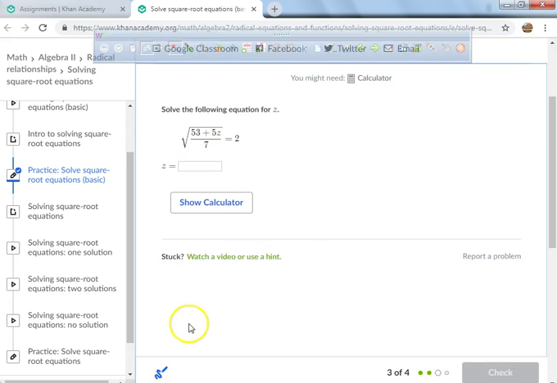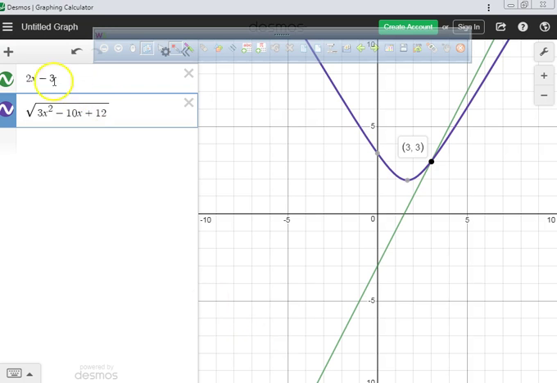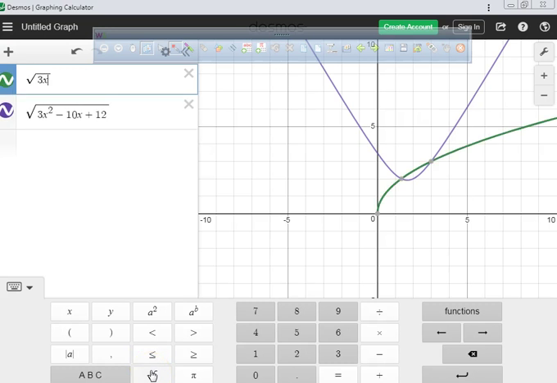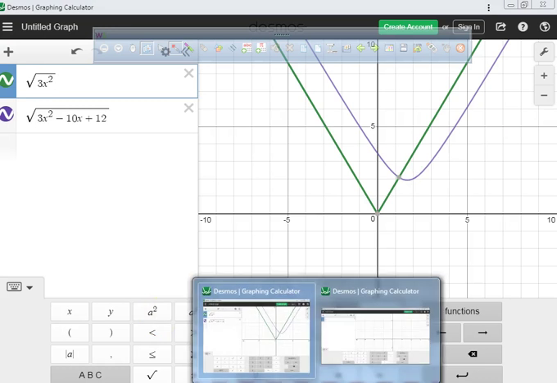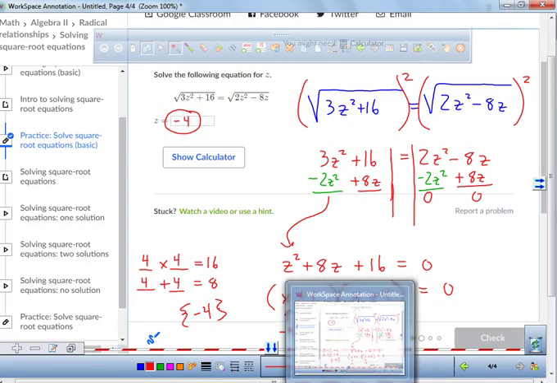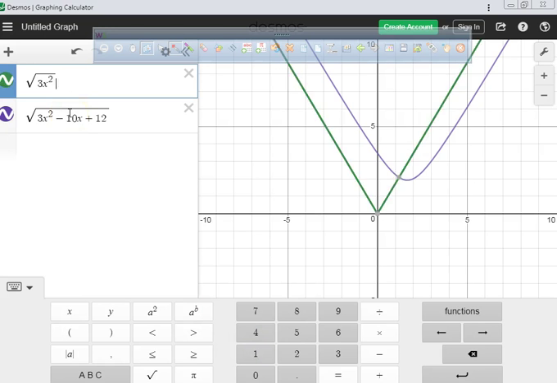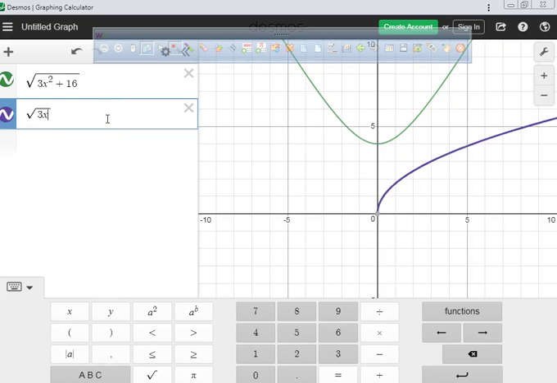Two more problems and we're done. Now, can you also type it into Desmos and see where those graphs intersect? You could also go to Desmos and see where those graphs intersect. So I'm going to show you real quick how to do it in Desmos for the last problem. The square root of, what was it, 3x squared. What should I put after that? Plus 16. All right. And the other one was 2x squared.